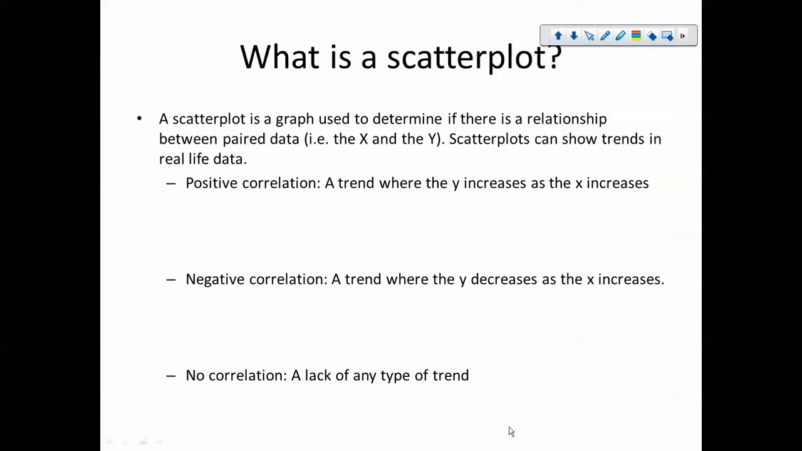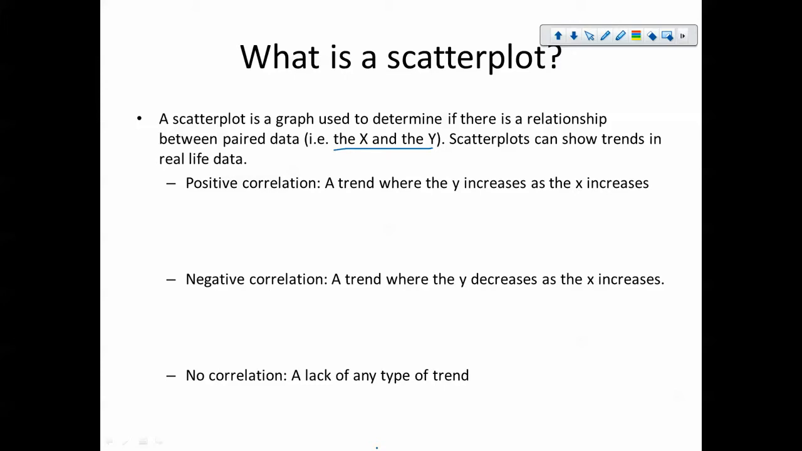So, what is a scatter plot? A scatter plot is a graph used to determine if there's a relationship between paired data, that is the x and the y. Scatter plots can show trends in real life data. So scatter plots are used to take two variables to see if there is something that creates a trend.